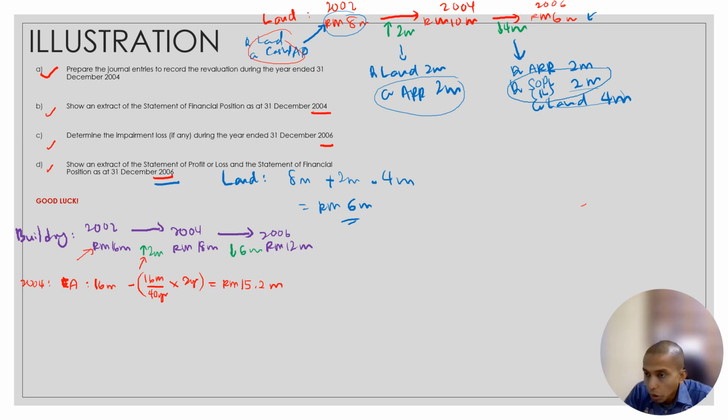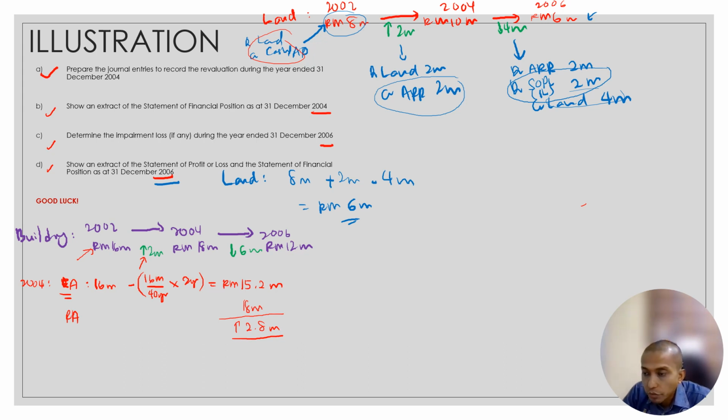All right. So now we want to increase from this one. This one is the carrying amount. How much is the revaluation amount? Revaluation amount is actually, as the question mentioned, 18 million. So by this, how much is it increased? It is increased by 2.8 million. Agree? So how to record this revaluation?